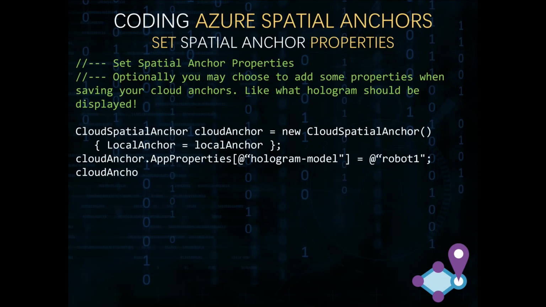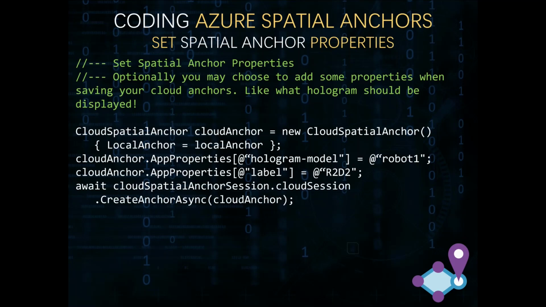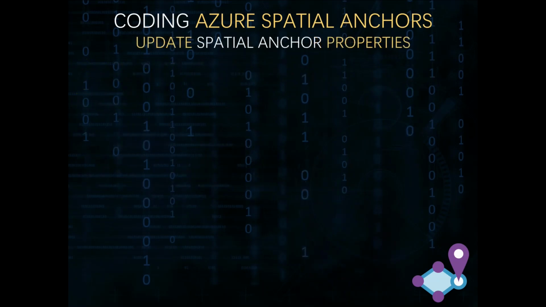And here are the properties. So hologram model, robot1. Add another property label, maybe R2D2. And then we, again, call the create spatial anchors, and there's our R2D2. So we can say, again, an anchor is just a location, but we got to say what we want to do with that location. In this particular case, we load a robot, because loading a robot is always good.